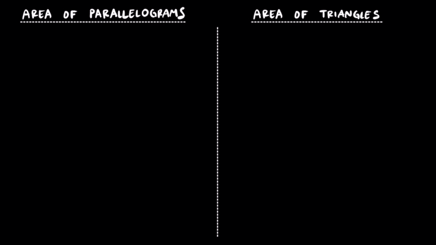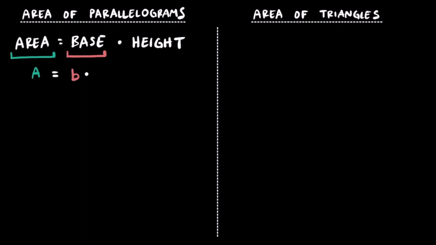In this video, let's talk about finding the area of parallelograms and triangles. Simply put, area for parallelograms is equal to base times height. Using variables, we typically write this as capital A is equal to lowercase b times lowercase h. To simplify it even further, we write capital A is equal to bh.